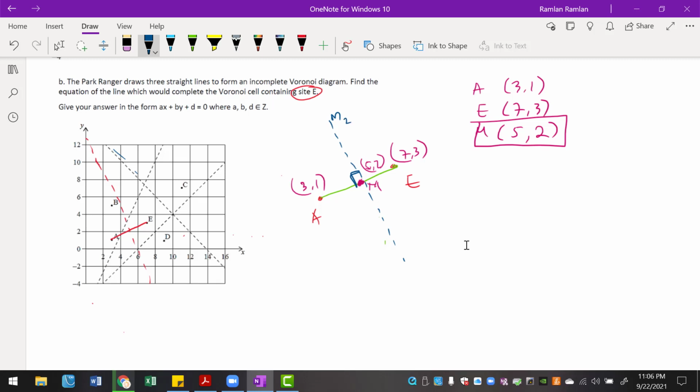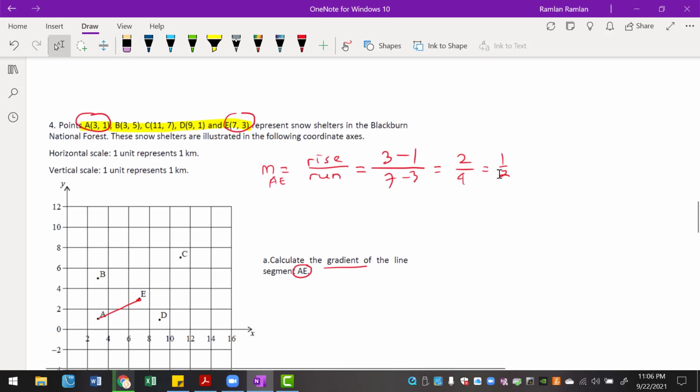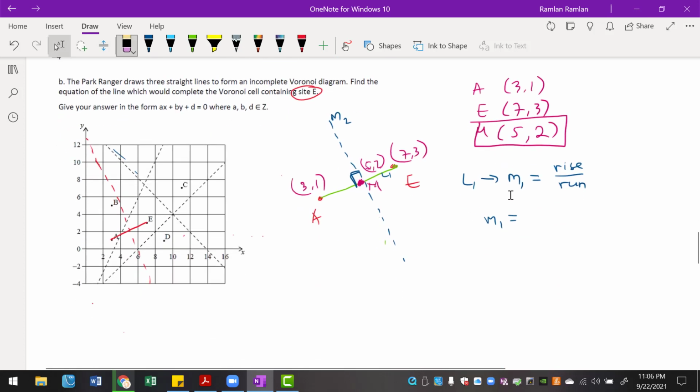If I have this line AE as line 1, let's say L1, I can find the gradient of L1, M1, which is rise over run. Actually, we have done that before, guys. It's 1 over 2, so let's not do it again; you can write down 1 over 2. So we have all the materials that we need, because we know that the line passes through this point and has this gradient, which means we can find the equation of that line.